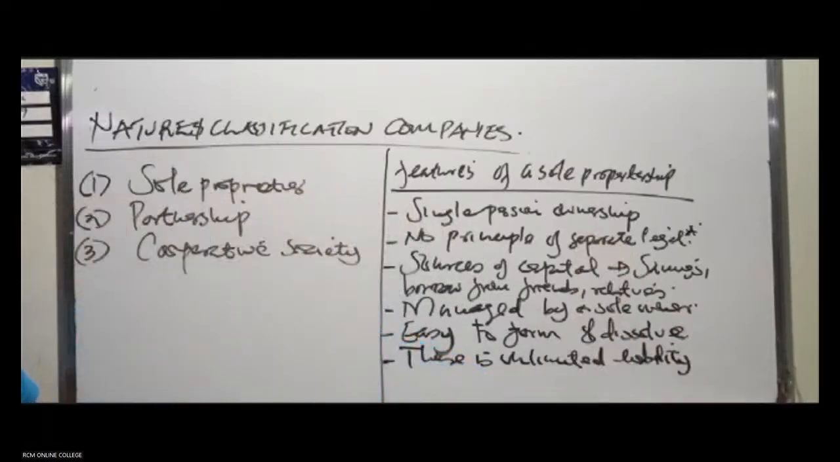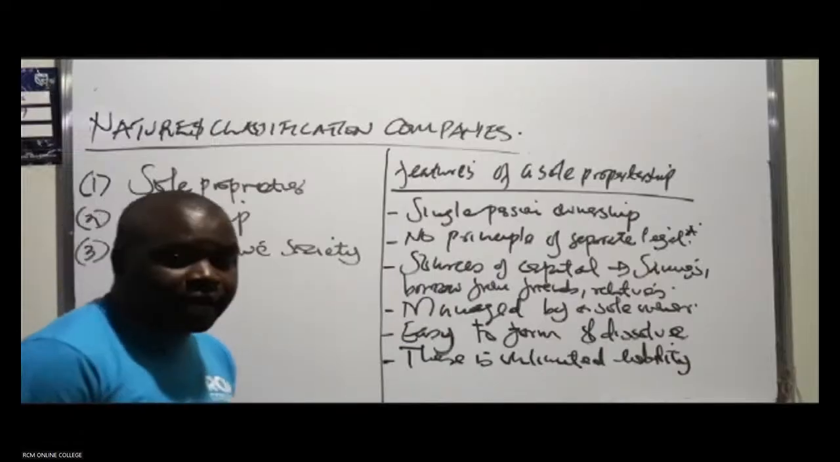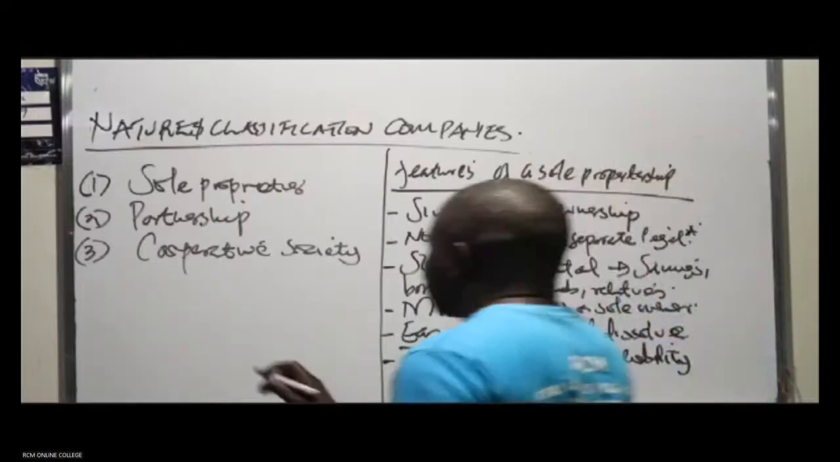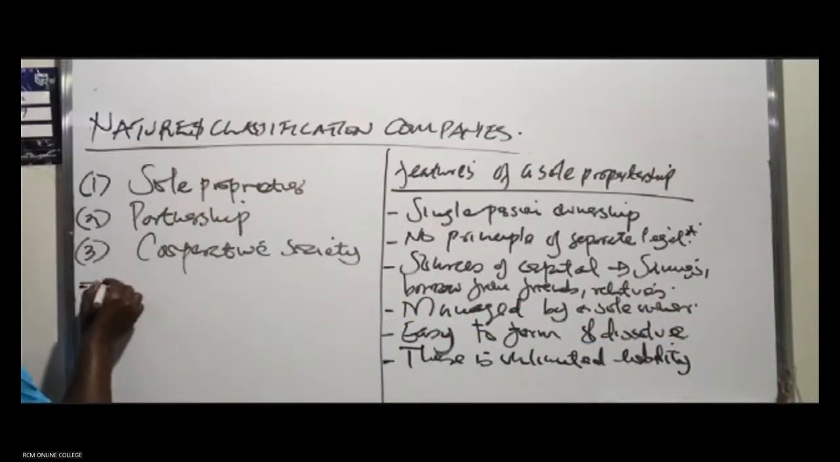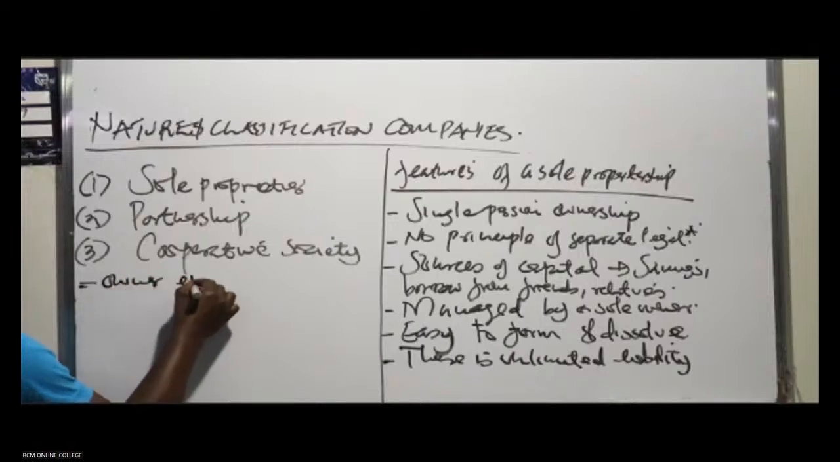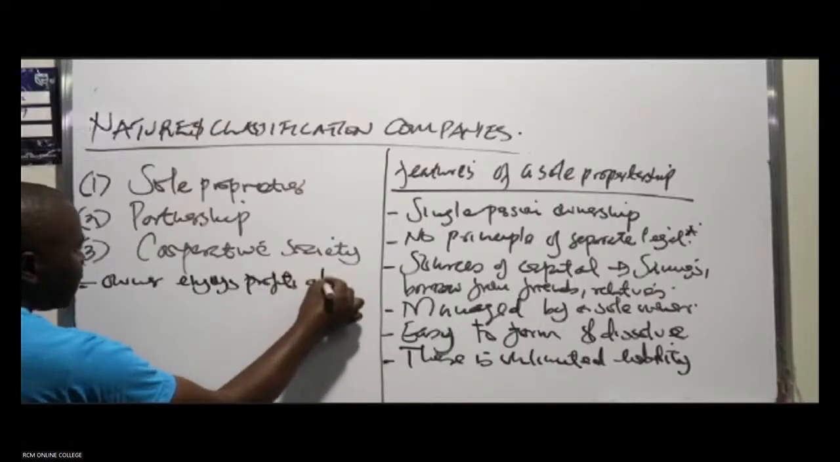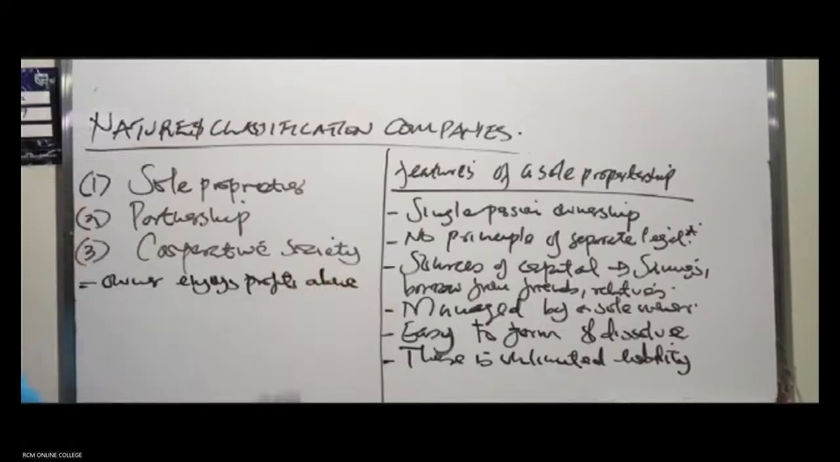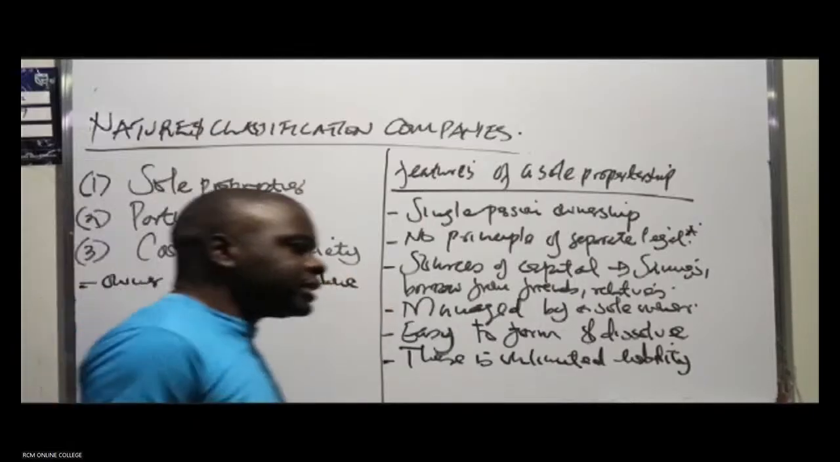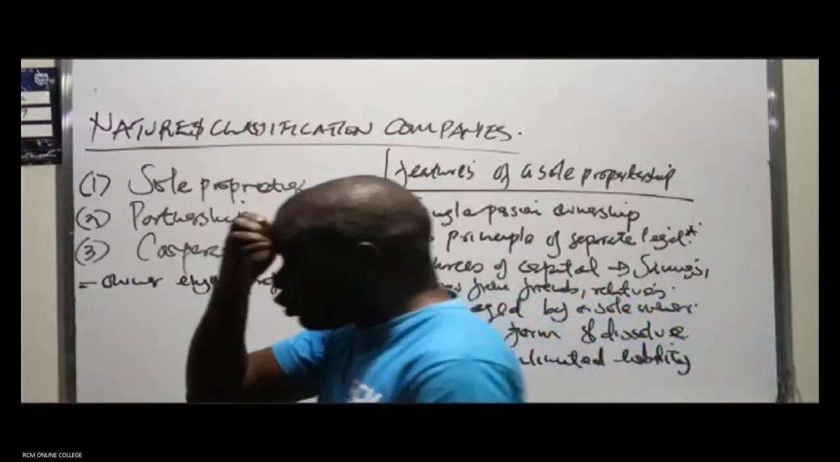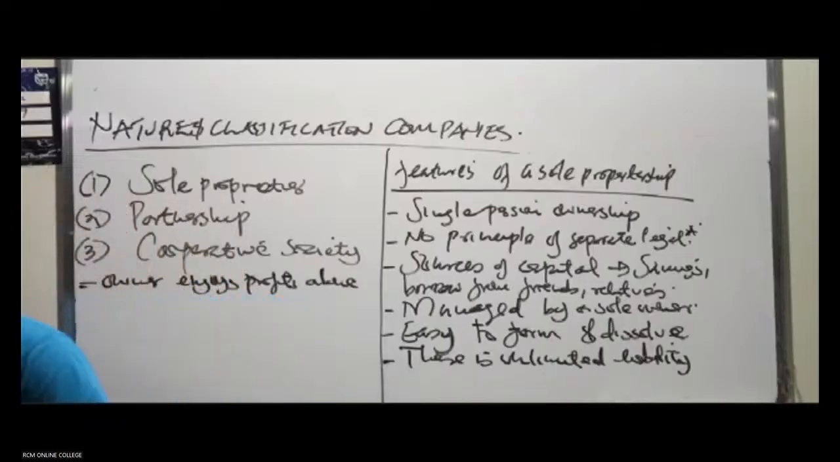Which other point? Stanley Mutua says, no sharing of profits. The owner enjoys the profits alone. That is very correct. He doesn't share with anyone, but he ends up enjoying the profits alone. But at the same time, he suffers the losses alone.